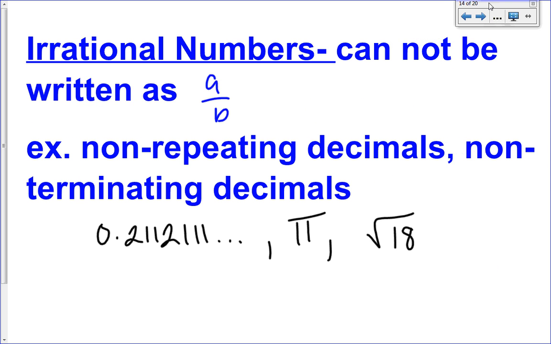So if it's not rational, it's irrational. And the only difference is that irrational numbers cannot be written as a fraction. So non-repeating decimals and non-terminating decimals are irrational. Here it looks like it repeats, but we have a 2, 1, 1, and then a 2, 1, 1, 1. This is not a repeating decimal. Pi is not repeating, and the square root of 18 is not repeating, because if you type in the square root of 18 on your calculator, you're going to get 4.2426, and the numbers keep going and going. It doesn't end.